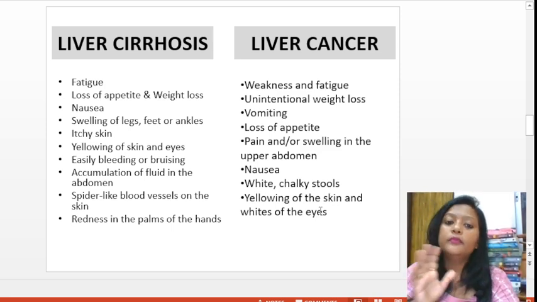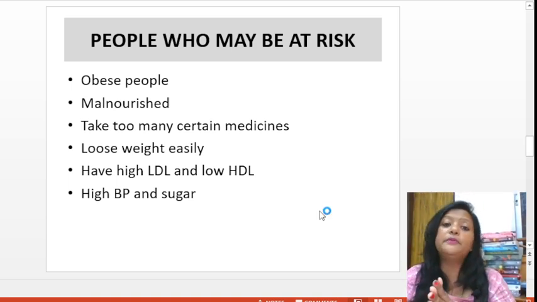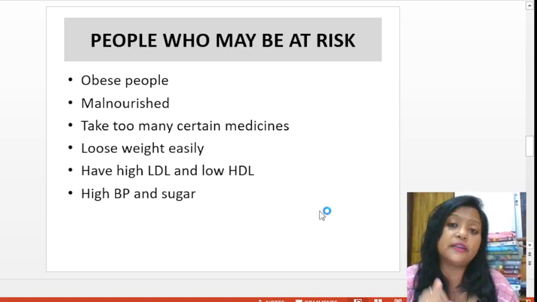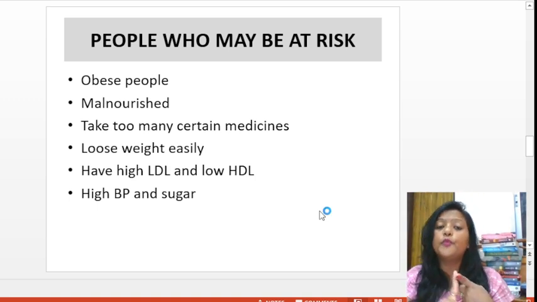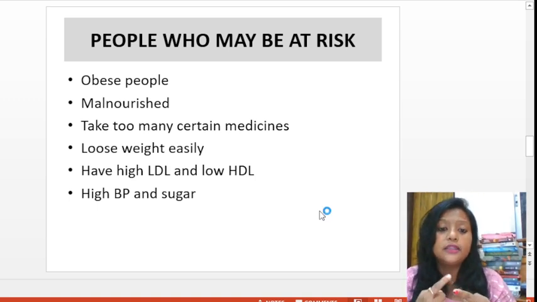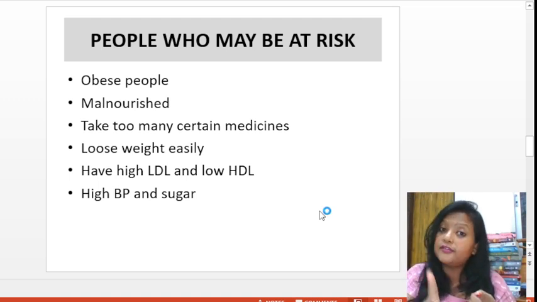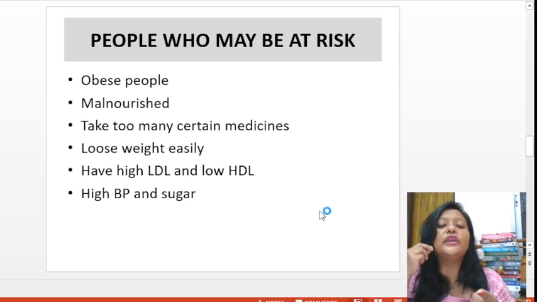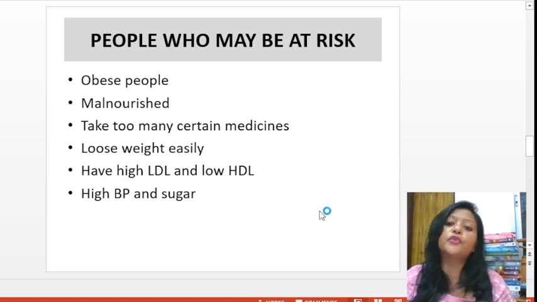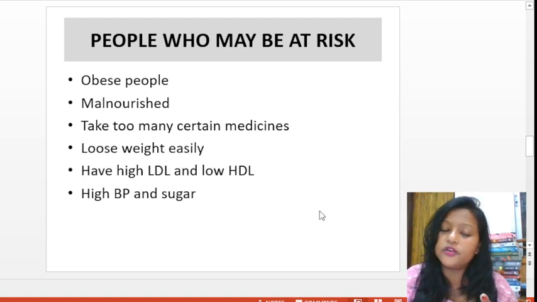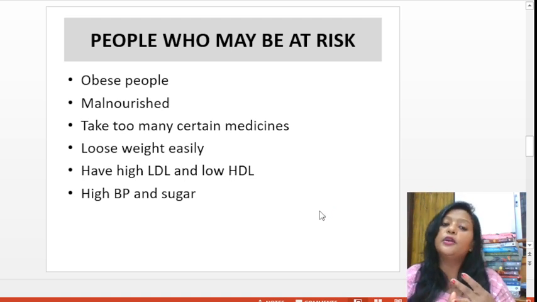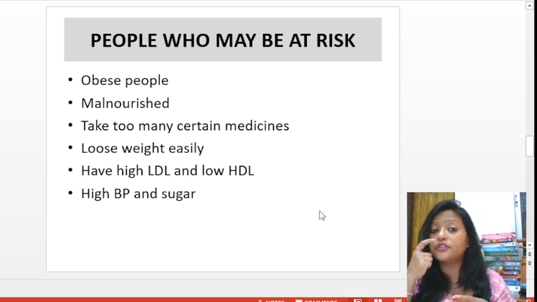Now, moving on, who are the people at risk of suffering from fatty liver disease? First of all, obese people. If some people are overweight, then they may get this fatty liver. Also, those people who lose weight very easily are also prone to this fatty liver disease. Number three, people who are malnourished. If you're not having a proper diet, then you might also have this fatty liver disease. Okay, consuming too much alcohol.